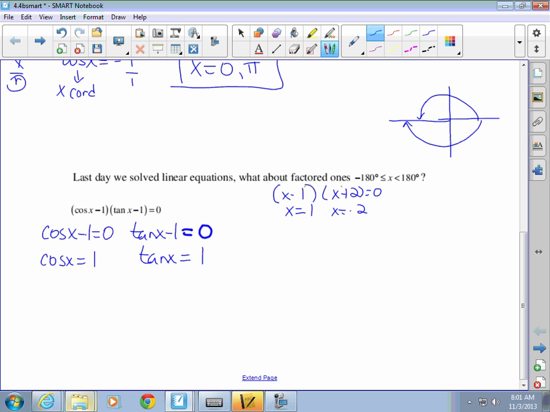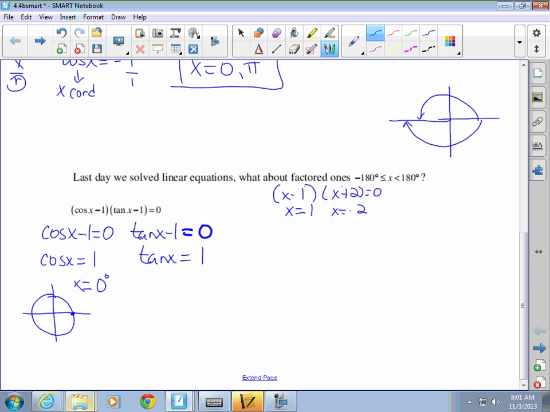So cos of x is equal to 1. That means that my x-coordinate is equal to 1. X-coordinate equal to 1 is on a unit circle. So that's right there. So I know my answer for this one is, and this is in degrees, so it's going to be 0 degrees. And I can't go around there to get to 2 pi or 360 because that is outside of my restrictions.